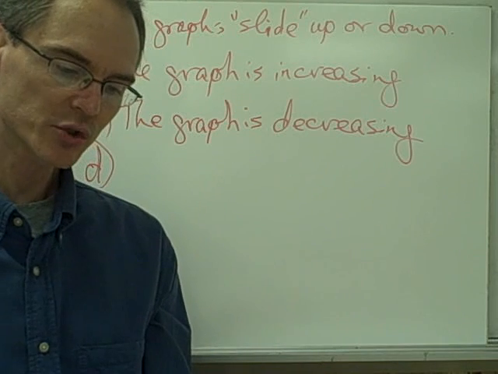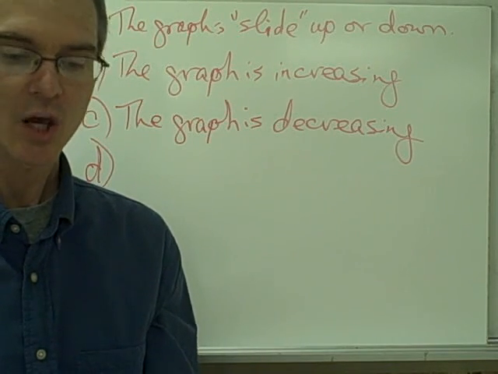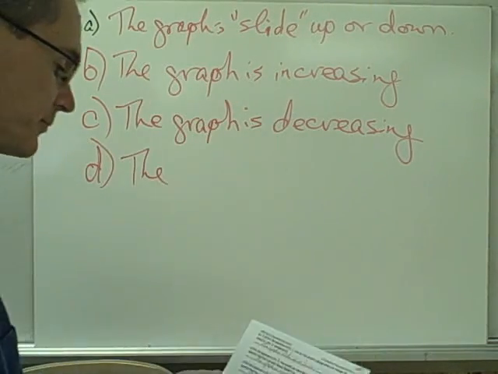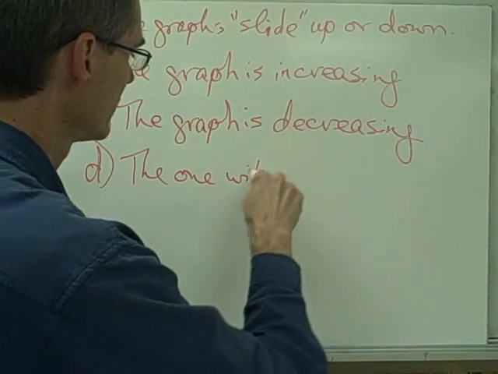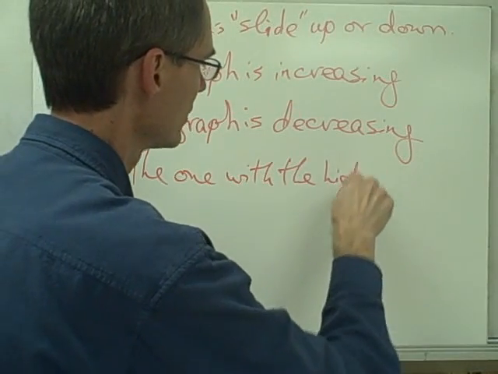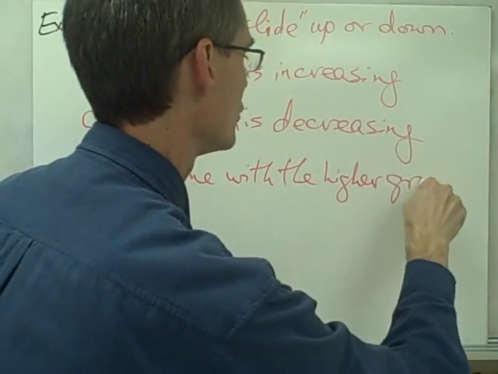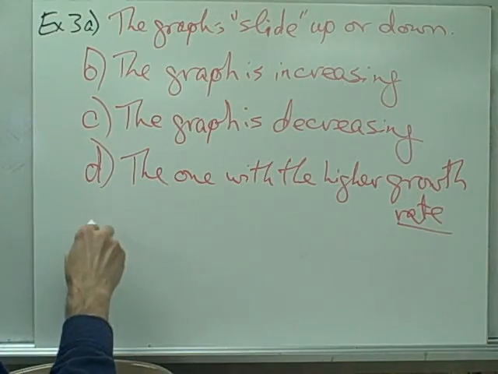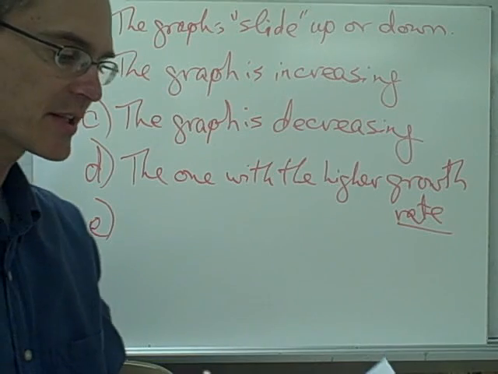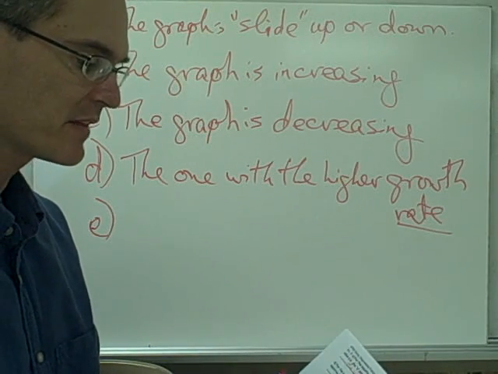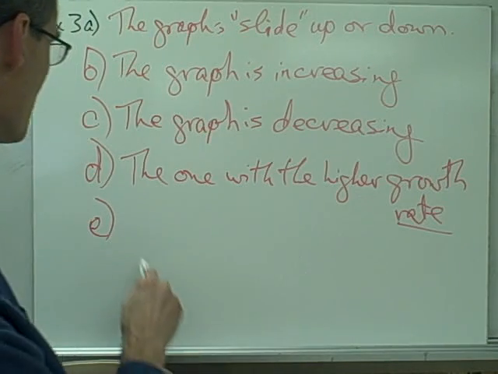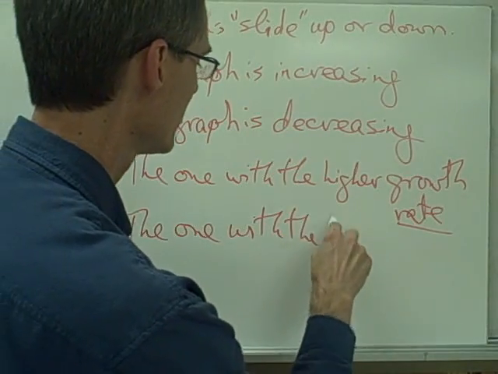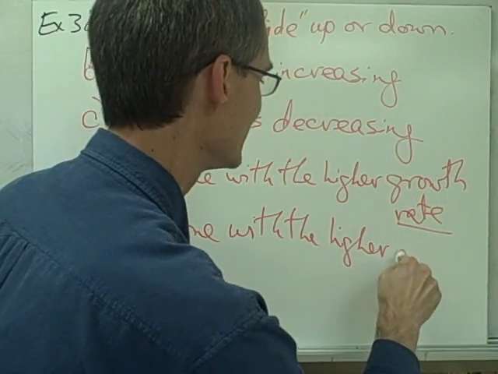Part D, if you have two exponential graphs that both have a b value greater than 1, which graph will be increasing more quickly? Well, the one that's going to be increasing more quickly is the one with the higher growth rate. That's going to be the one that's increasing more quickly. Now, part E is a similar question. If you have two exponential graphs that both have b values less than 1, which one will be decreasing more quickly? The one that will be decreasing more quickly is the one with the higher decay rate.